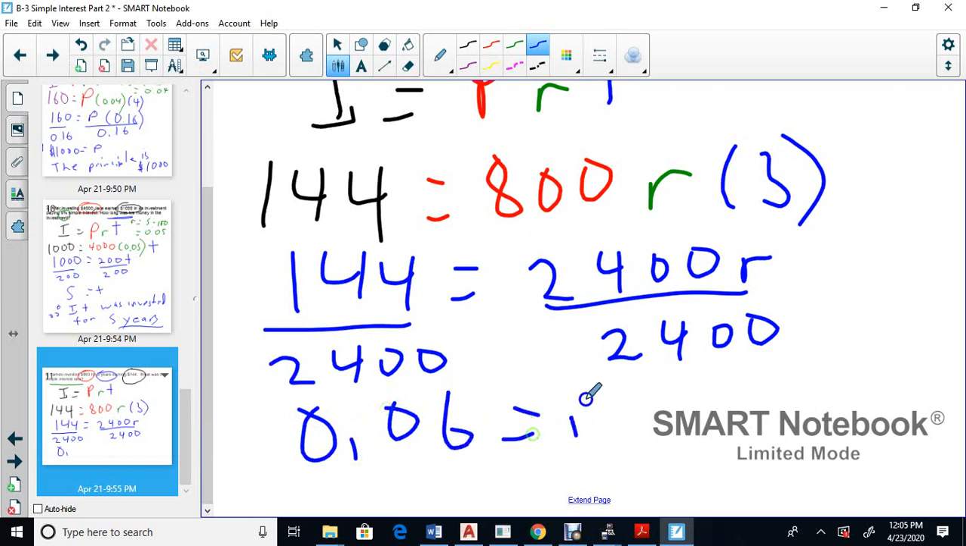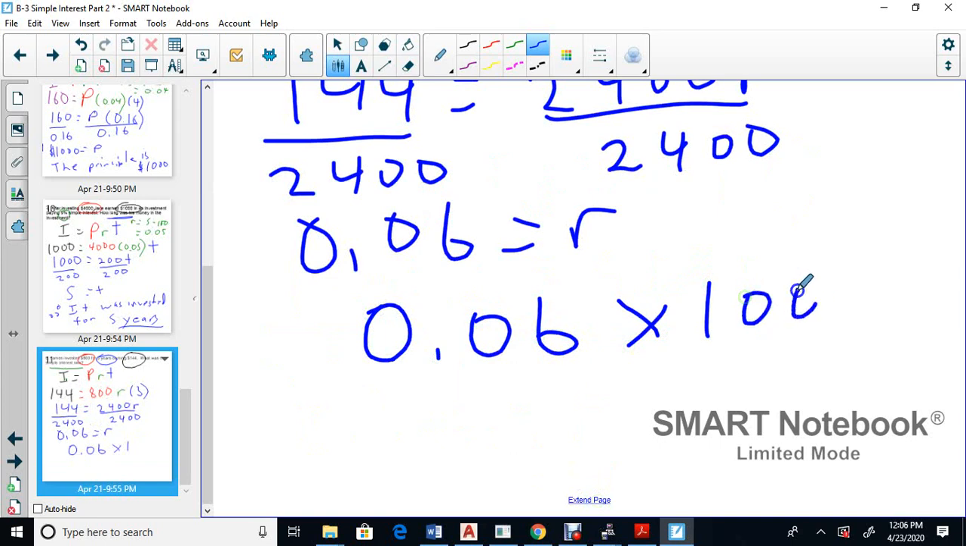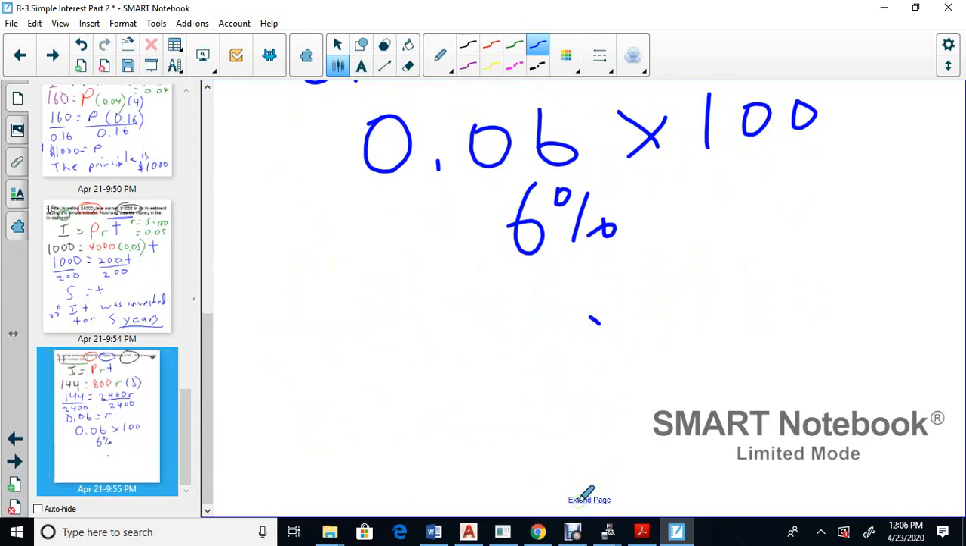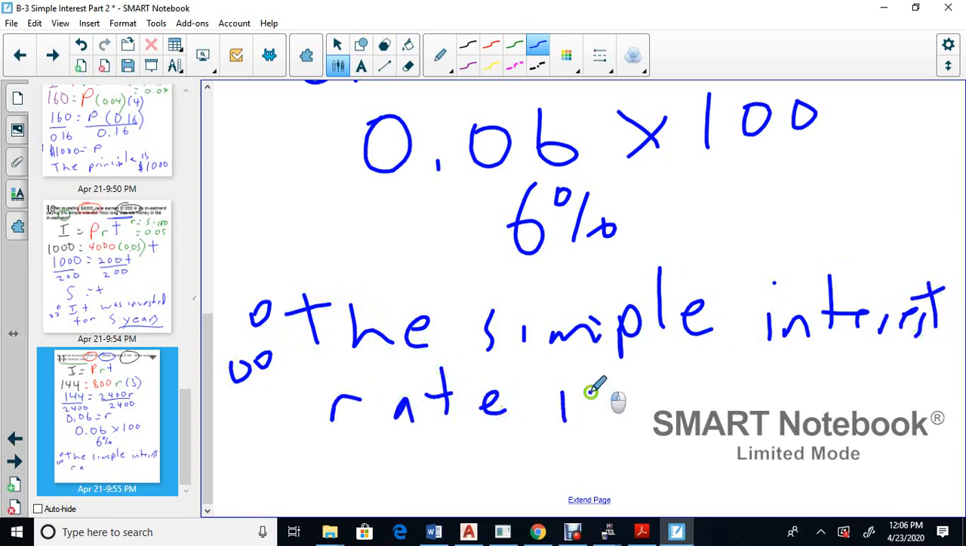0.06 is our rate. Now we should turn that into a percent. So to turn that into a percent, you take 0.06 and multiply it by 100. You're going to do the opposite, and you get 6%. Therefore, the simple interest rate is 6%. So put our 3 dots. Therefore, the simple interest rate is 6%. And we're done now.